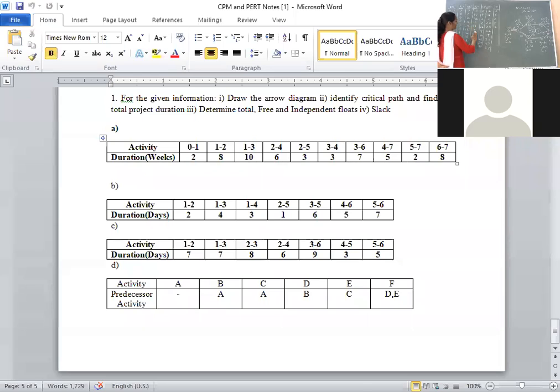Next, 22 minus 15, 7, correct? Or 19 minus 12, 7. Then 19 minus 19 or 12 minus 12, 0. Next, 27 minus 21 or 22 minus 16, correct? Here 6. Next, 27 minus 15 or 25 minus 13, 12. 27 minus 27 or 19 minus 19, any one formula, whatever you are comfortable with, you apply that formula. Yesterday we computed total float, correct?